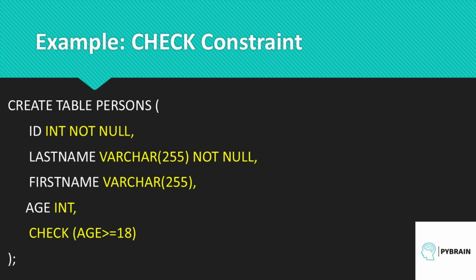Let's take a simple example to show how check works. In this example, the check constraint is applied to the age column. It ensures that age must be greater than or equal to 18. No exceptions allowed. Trying to insert a record with age less than 18 would be blocked by SQL because the check constraint enforces the condition age greater than or equal to 18. And that's how the check constraint helps ensure your data meets specific rules.